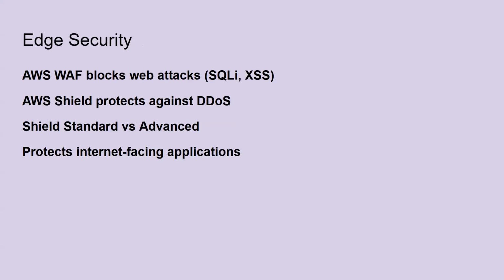And security. When it comes to securing your data at the edge, we have AWS WAF, which blocks web attacks. You have Shield, which defends against DDoS attacks, and there is also Shield Standard versus Advanced. It protects internet-facing applications, so anything that's public on the internet is going to be protected.